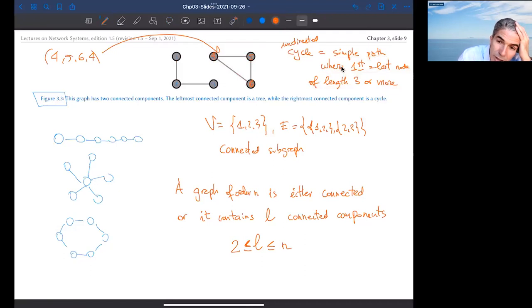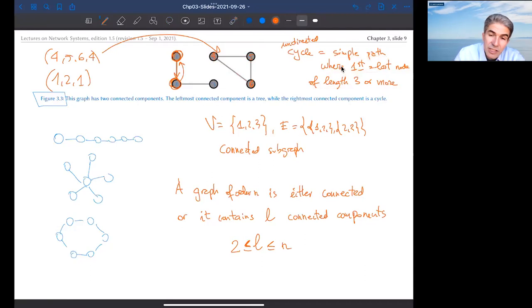Now, it is customary not to allow in a graph paths as a cycle, paths of the form 1, 2, 1. So start at 1, go to 2, and then go back to 1, right? That would be a path, it's a simple path. It exists in the graph. It has the first node equal to the last node. It has length 2 instead of length 3.